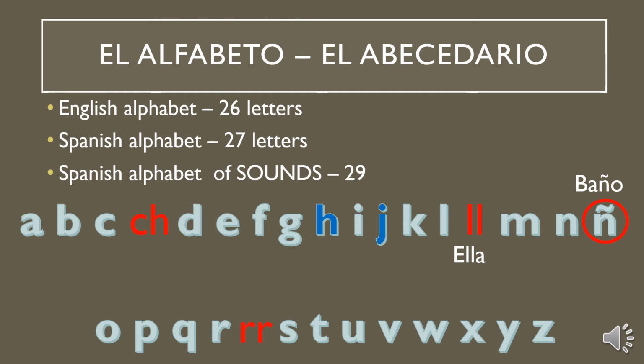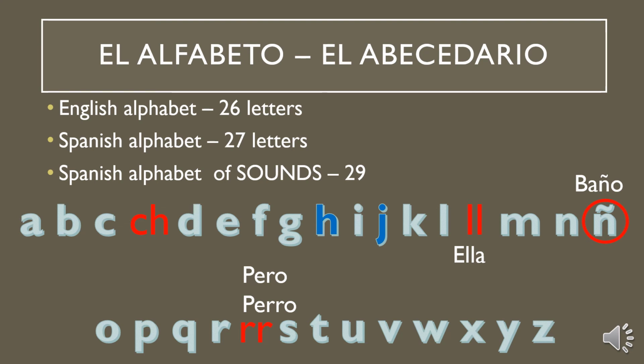Finally, there is the letter R. The double R is not a letter, but if you see 2 R's together, you need to change the sound a little bit. When a word begins with the letter R, or there is a double R in the middle, you need to roll it if you can. Here is an example. The first word, pero, means but, like, but Mom, I don't want to do that. The second word is perro, with 2 R's, and it means dog, like your pet dog.